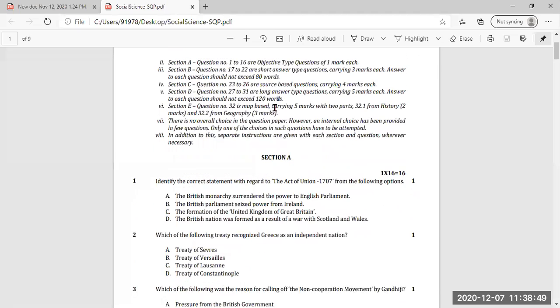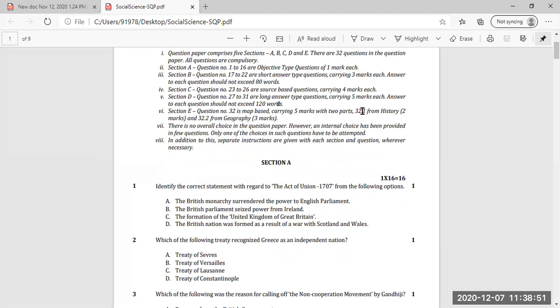So yes, these are the general instructions. If you have any doubt, you can ask me on the WhatsApp group, or individually. Personally, you can call me. And this paper pattern I am going to give to you in the group.